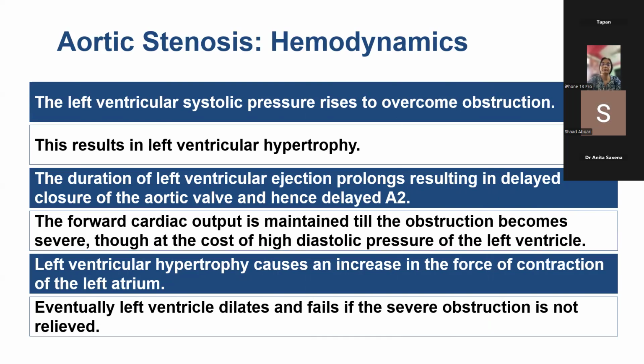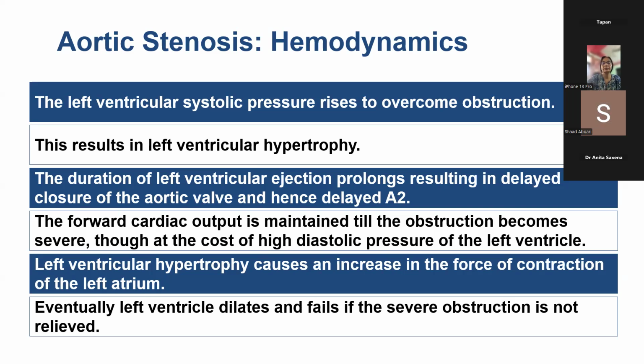The ventricle tries to cope up with obstruction as long as it is functioning normally. And there is a delay in the A2, or closure of the valve, because the duration of left ventricular systole or ejection gets prolonged because of obstruction. Again, forward cardiac output will be maintained as long as the obstruction is not causing left ventricular failure. So there will be left ventricular stiffness, there will be left ventricular hypertrophy, which will increase its end-diastolic pressure, but the cardiac output will still be maintained.